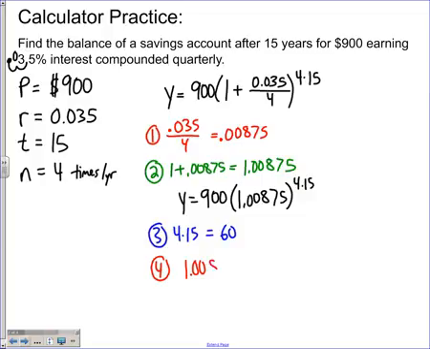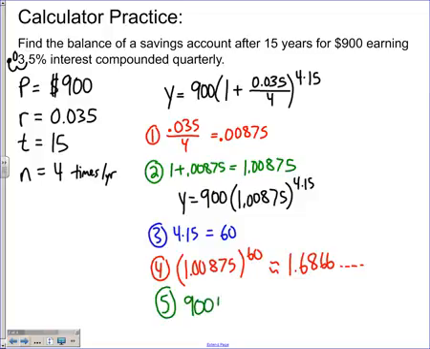So 1.00875, all of that raised to the 60th power. Okay, and that's going to give you about 1.6866 with some other numbers after that. If you keep that in your calculator, our final step is multiplying that value by the p-value, which is 900. So we're going to take 900 times 1.6866, and we end up with approximately $1,517.94.